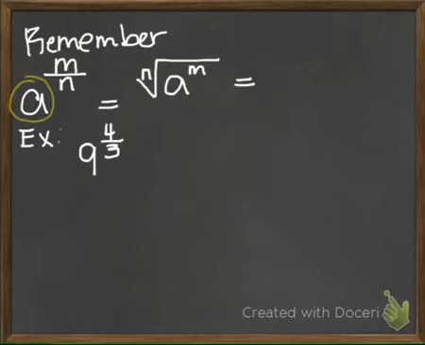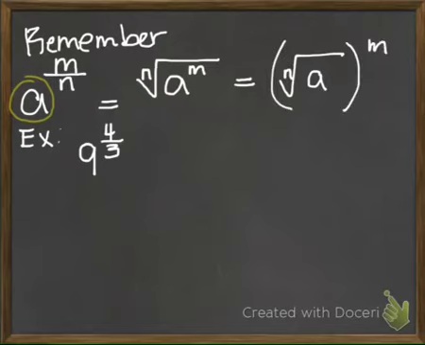Another way to write this as a radical is to take your base again, take the root of it, and then raise the whole thing to that power. These two right here are equivalent. They're both radical forms of what you started with. So let's apply that here.